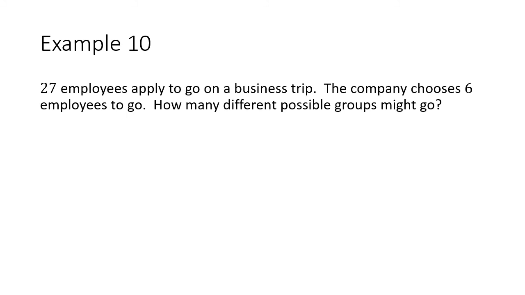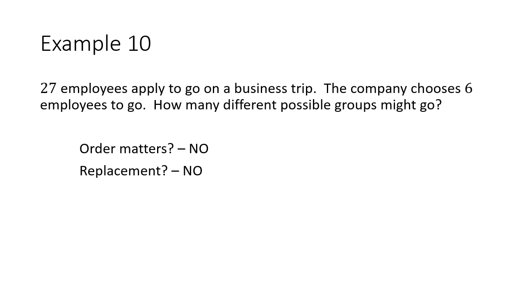Next example, 27 employees apply to go on a business trip. The company chooses 6 of those employees to go. How many different possible groups might be formed? So you have 27 people who want to go, and they're only going to choose 6. How many different ways can they choose 6 people out of the 27? Again, ask those 2 important questions first. Does the order matter? Well, no. It doesn't matter if you're the first one chosen or the last one chosen. You're still going on the trip. Order doesn't matter. And replacement is also a no, because they can't choose the same person to go twice, otherwise that's not 6 different people.